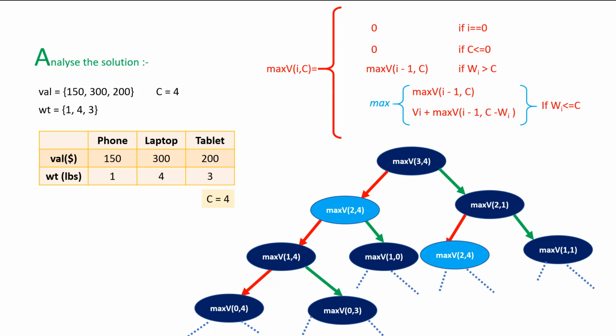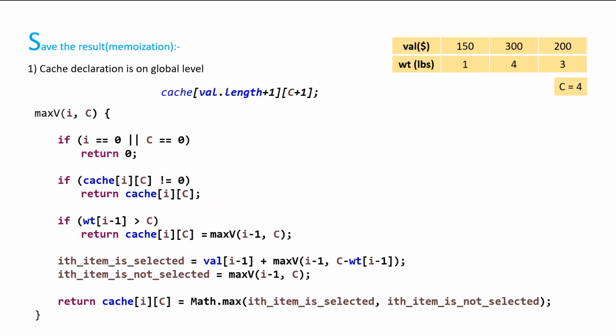But this is just a tree which you will get. Here I have highlighted the overlapping problem. You can see this problem is calculated twice. Guys, if you draw the complete tree, you will see there are a lot of subproblems which are calculated multiple times. So to save that effort and time, we are going to store that result in a cache so that we can use it later. In the next step, we are going to save this result and use it later to reduce the time. Saving the result is also called memoization.